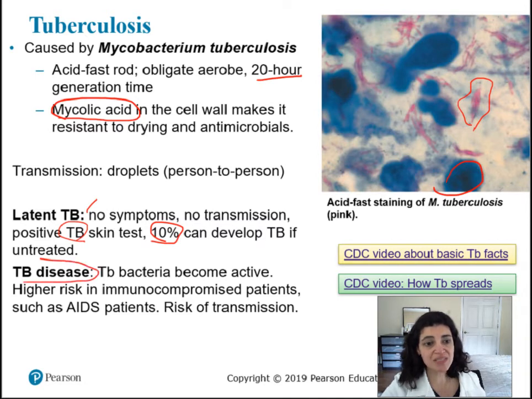And you have the TB disease, which is when the bacteria become active, right? This one, without treatment, affects between 5 and 10, well, no, that was latent. This one has a much higher risk of transmission and is more lethal than the latent TB, okay? So there is higher risk in immunocompromised patients such as AIDS patients.